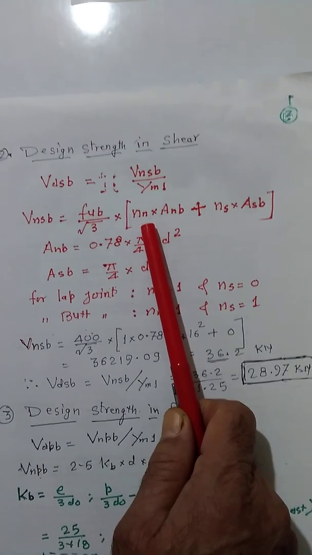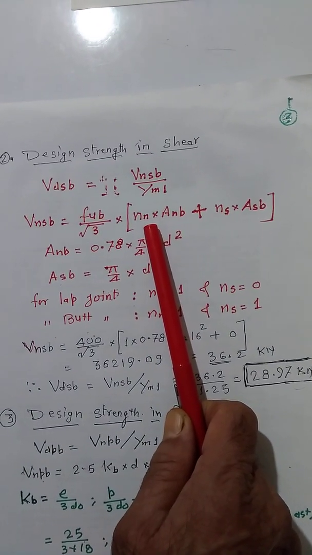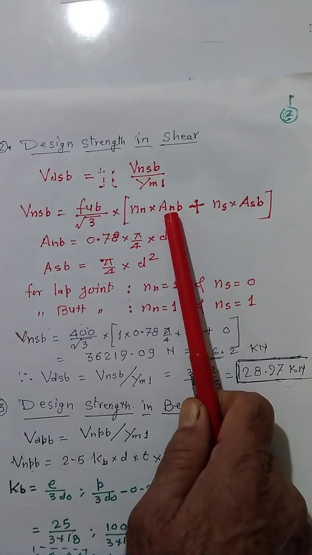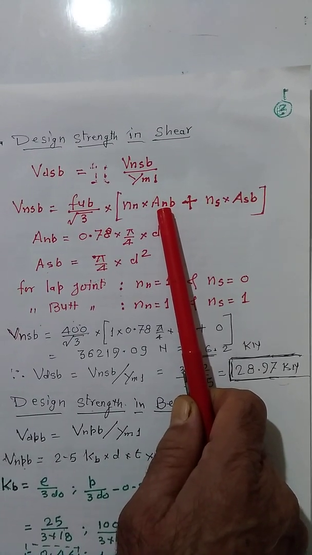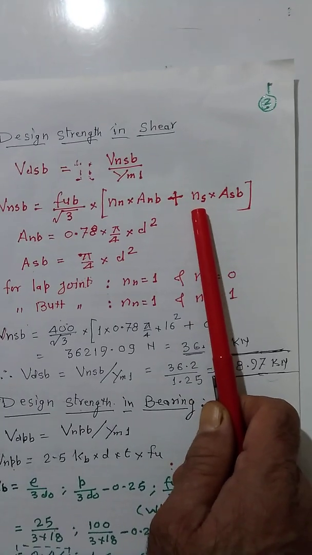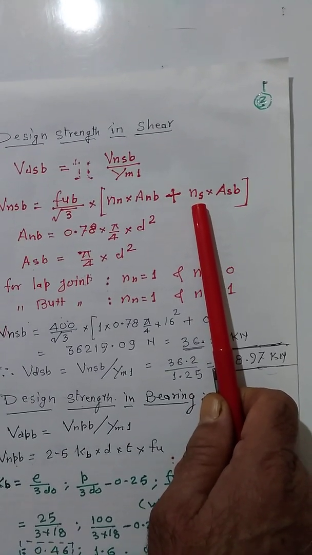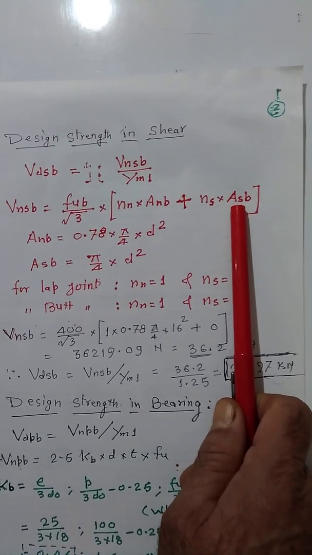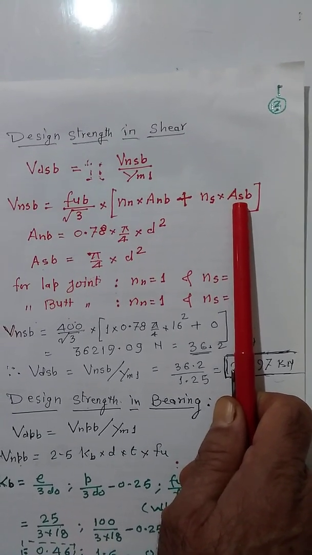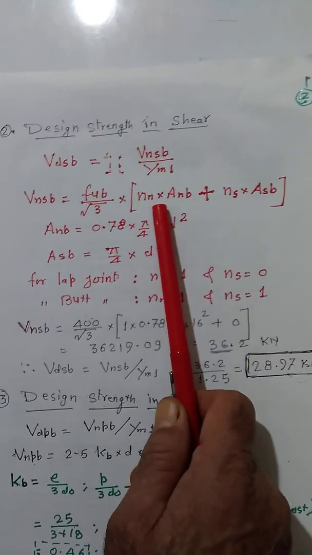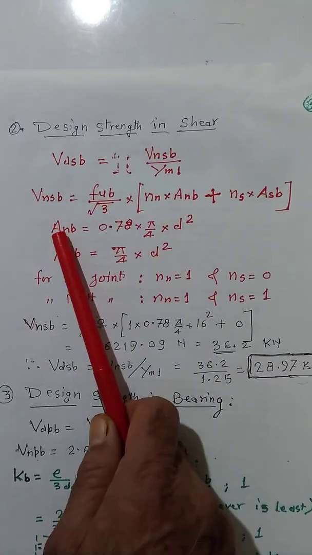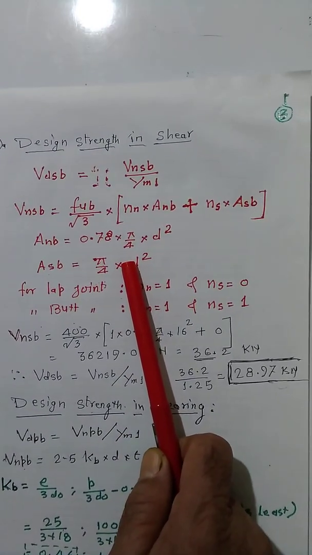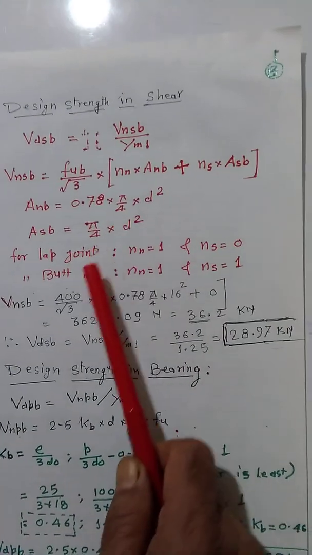the number of planes of failure, and AN is the net area of the threaded portion of a bolt. NS is the number of planes of failure in the case of a shank. And ASB is the area of the shank of the bolt. As per the code, it has already been mentioned that ANB is equal to 0.78 times pi by 4 d square. Pi by 4 d square.